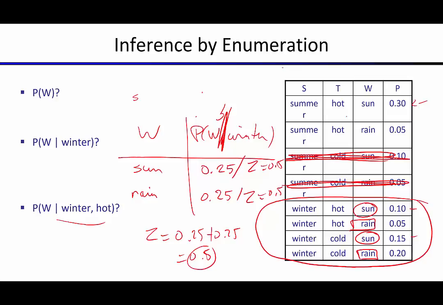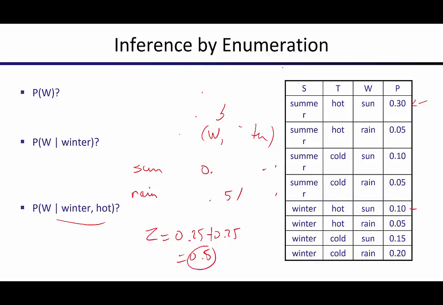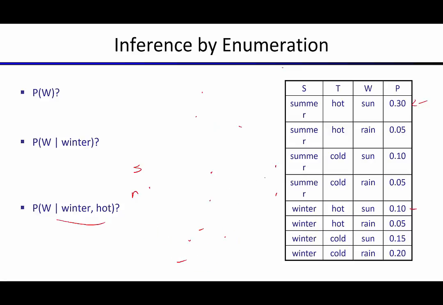All right, let's look at the last one. So last one, we're interested in weather given winter and hot. So in this case, our evidence variables are sitting here. So evidence is about the season and the temperature. So these are our evidence variables. This is our query variable. There are no hidden variables in this case.